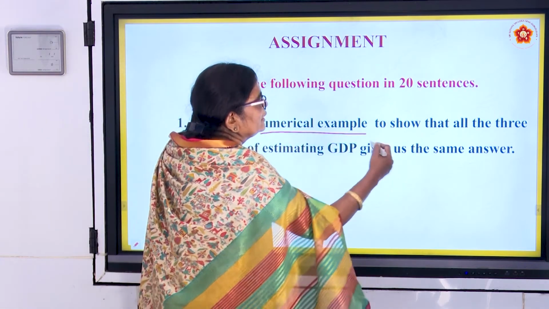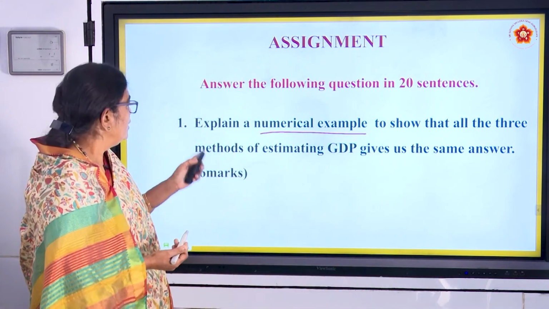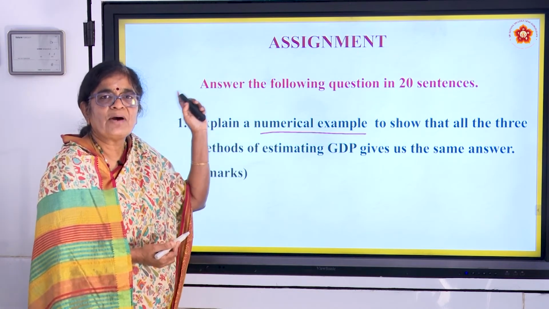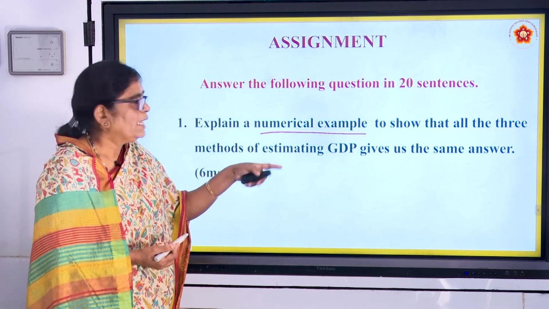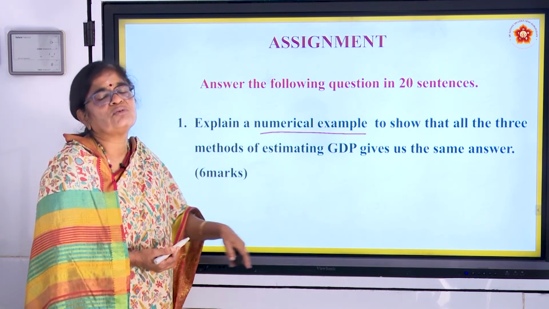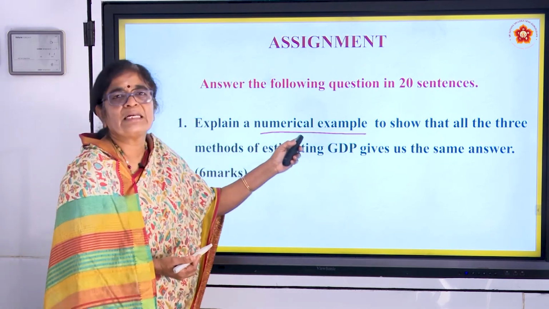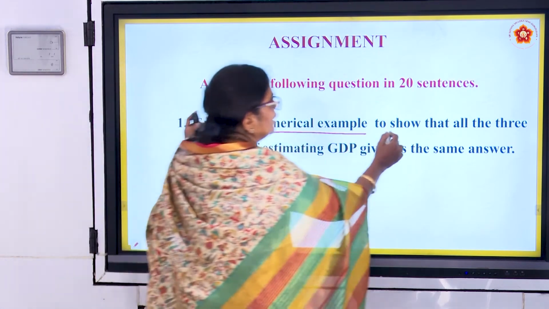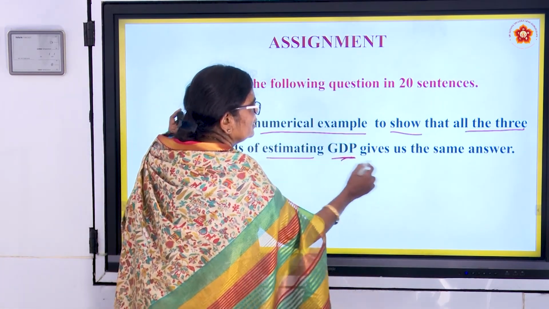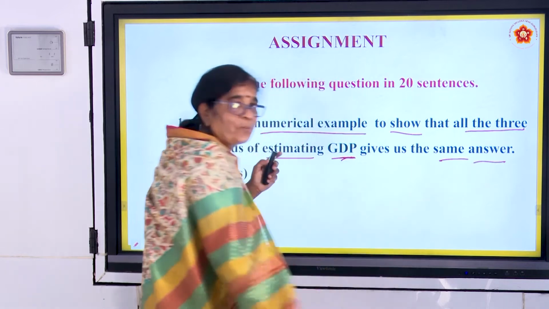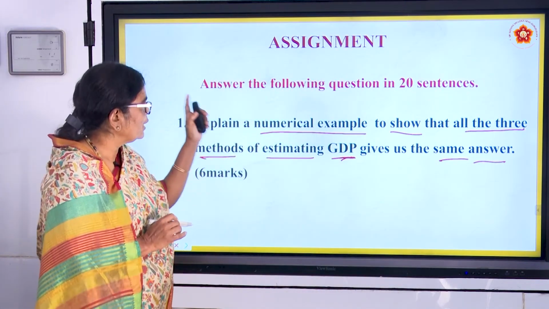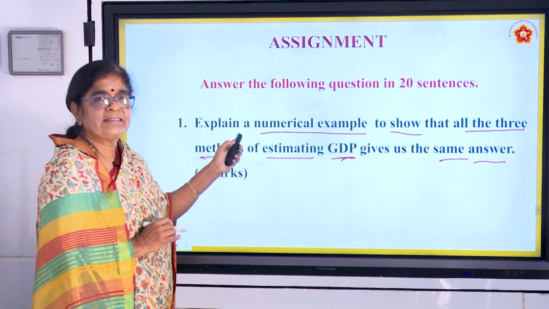because exactly this question is asked again and again in the board exam. Explain with a numerical example. That is the example we have taken. Farmers produce cotton worth 50 rupees, and the textile people convert the 50 rupees cotton into 200 rupees worth of clothes. The same numerical example you can use to show that all the three methods of estimating GDP give us the same answer, rupees 200. I hope you have understood, and you can go through these slides again and write the answer for this.